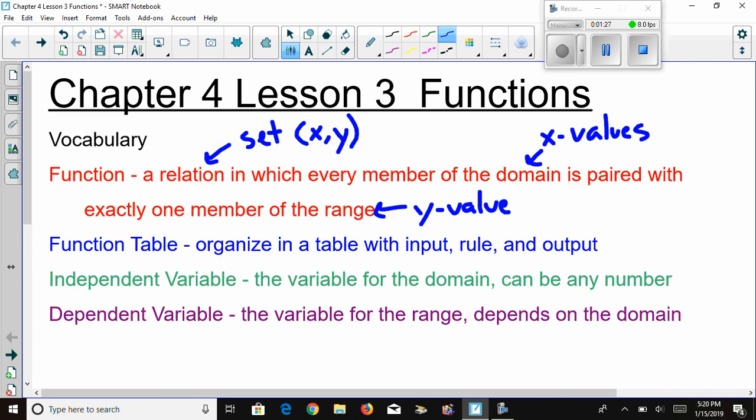To look at that, it sometimes helps to look at a function table, which is a way that we organize into a table the input, so what we're plugging in, the rule, which is what operation or operations we're going to be doing, and then the output, which is our final answer.